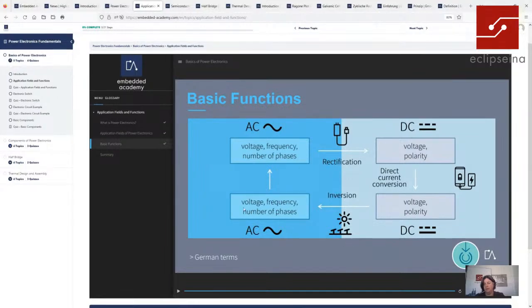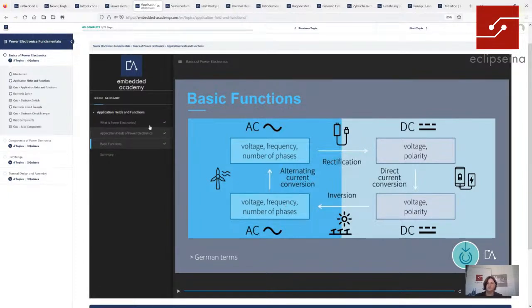And then the last one is AC to AC. There is the option for AC to AC conversion, which is consequently called alternating current conversion. For an example, we can think of a windmill. The energy is generated from the turbine of the windmill and is directly fed into the electric grid, which is an AC grid. Hence, we have an AC to AC conversion.